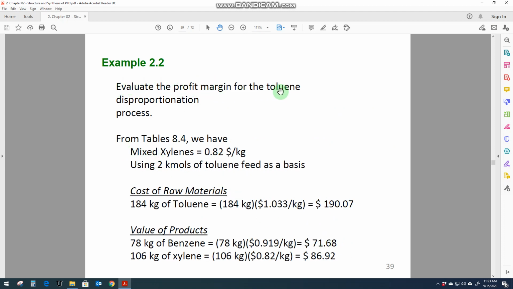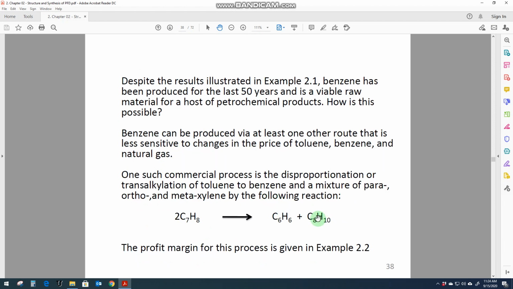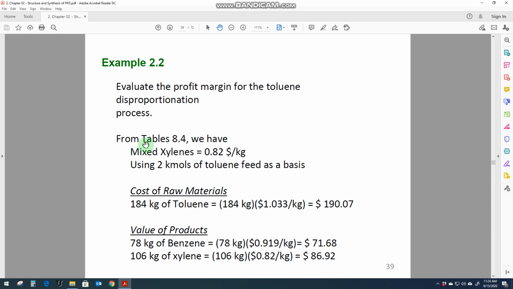So what we can do here again is evaluate the profit margin for the toluene disproportionation process. On table 8.4, we can have the value for the mixed xylenes. Okay, so this one here represents the mixed xylenes. Now, if you go to table 8.4, you will see that for the mixed xylenes you can have the price $0.82 per kg using 2 kmols of toluene feed as the basis. The cost of the raw materials will be 184 kg of toluene, and it will cost you $190.07.